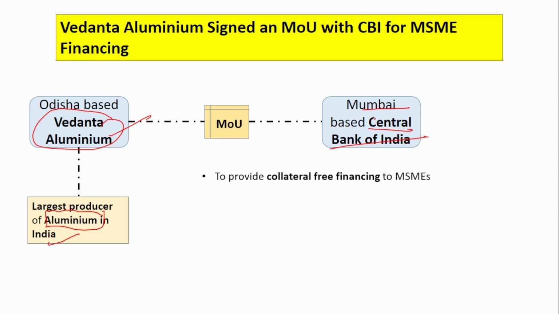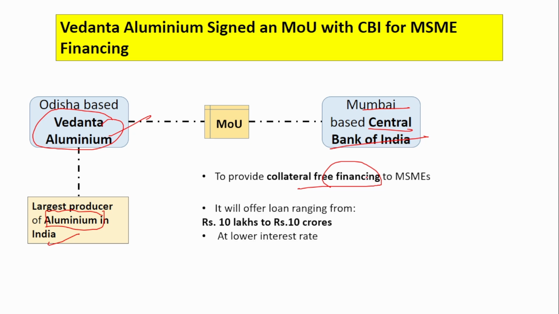Now, what is the purpose? The purpose is to provide collateral-free financing, that is collateral-free loans to the MSMEs. So, how much loan? A loan ranging from 10 lakhs to 10 crores will be given at a lower interest rate. That is the purpose of the MOU. Okay, MSME financing without collateral and also loans ranging from 10 lakhs to 10 crores at a lower interest rate.